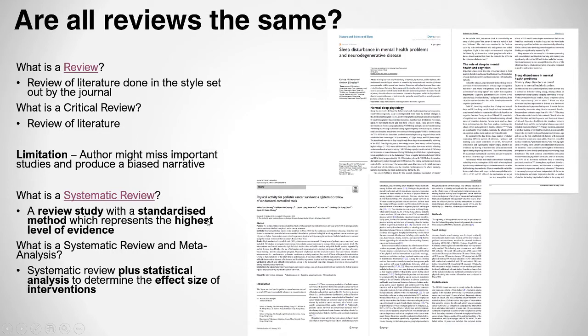Whereas with a systematic review, the whole systematic part reduces the risk of missing any studies to the lowest level of risk. Obviously, you can't get a zero chance that you miss any, but it really does lower the risk of missing any important studies there.